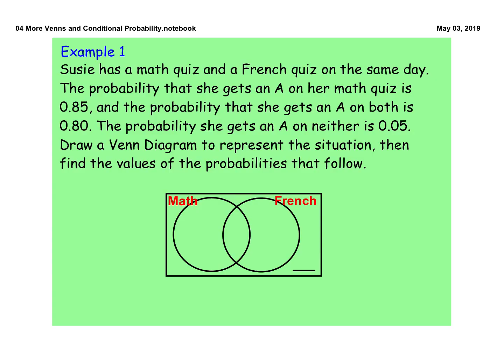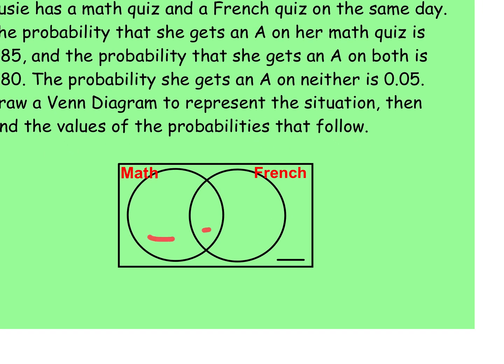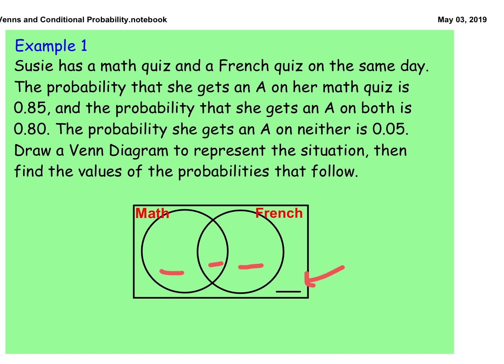Susie has a math quiz and a French quiz on the same day. Now, these are what I've found kids get wrong the most on the test. I think so far you've probably been saying this isn't that hard. These are like a little puzzle, and you've got to try to figure out what numbers go here, here, and here. The biggest screw up is people will see, oh, the probability she gets an A on her math quiz is 0.85, so then I can just put math 0.85 right here. Nope.